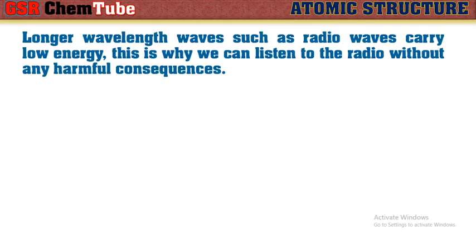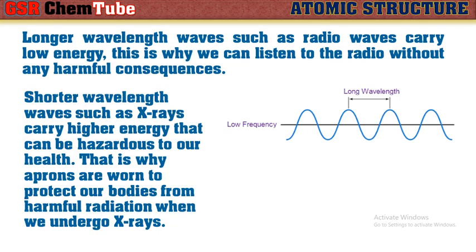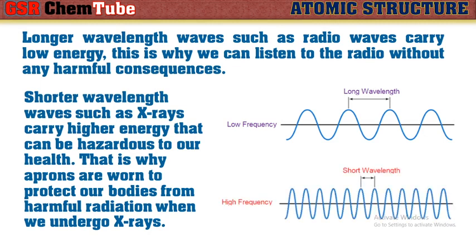Longer wavelength waves such as radio waves carry low energy. This is why we can listen to the radio without any harmful consequences, whereas shorter wavelength waves such as X-rays carry higher energy that can be hazardous to our health. That is why aprons are worn to protect our bodies from harmful radiations when we undergo X-rays. That means the waves with a longer wavelength have lower frequency as well as lower energy, whereas the waves with a shorter wavelength have higher frequency and higher energy too.